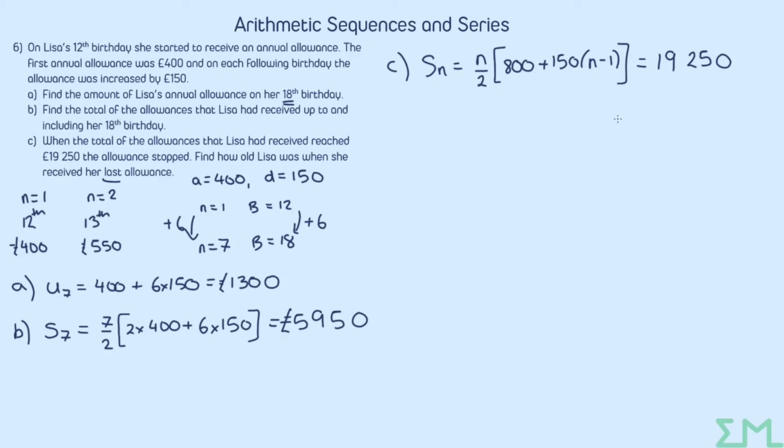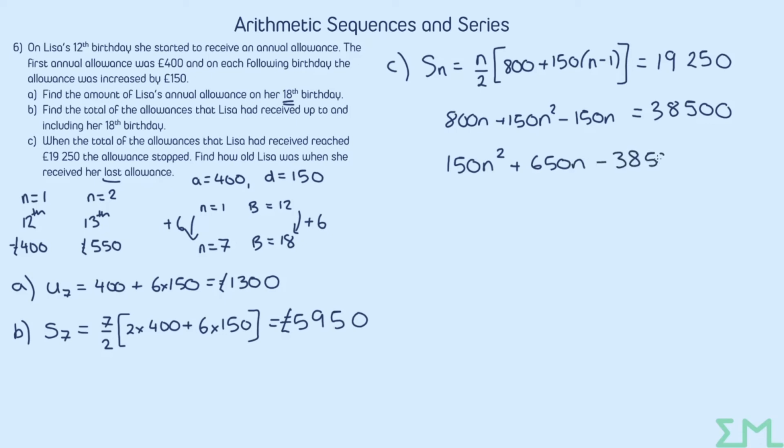So let's times up by 2 on the other side and expand this bracket. So we're going to have 800n plus 150n squared, so I'm multiplying the n out, minus 150n, and that's going to equal 38,500. Okay, so let's turn this into a quadratic: 150n squared plus 650n minus 38,500.